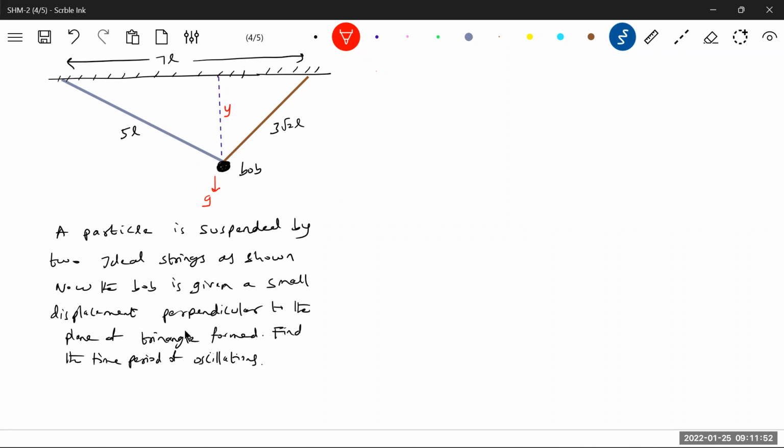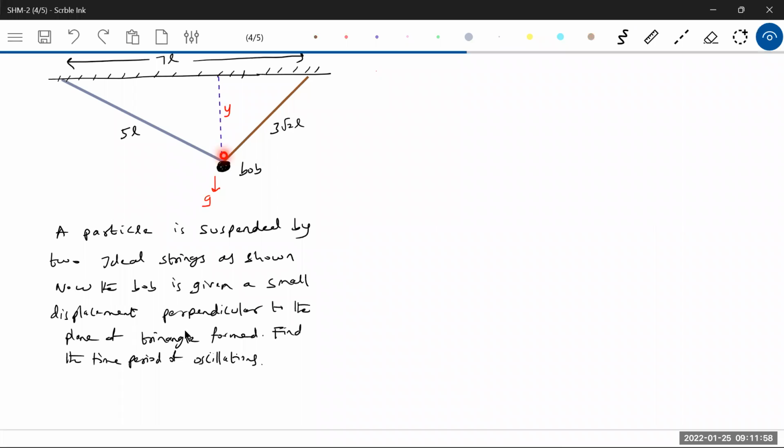Sir, why you are taking the y only? Because the pendulum will not oscillate in this direction. It will oscillate perpendicular to the plane, perpendicular to the screen. I think I'm unable to show the 3D diagram here.